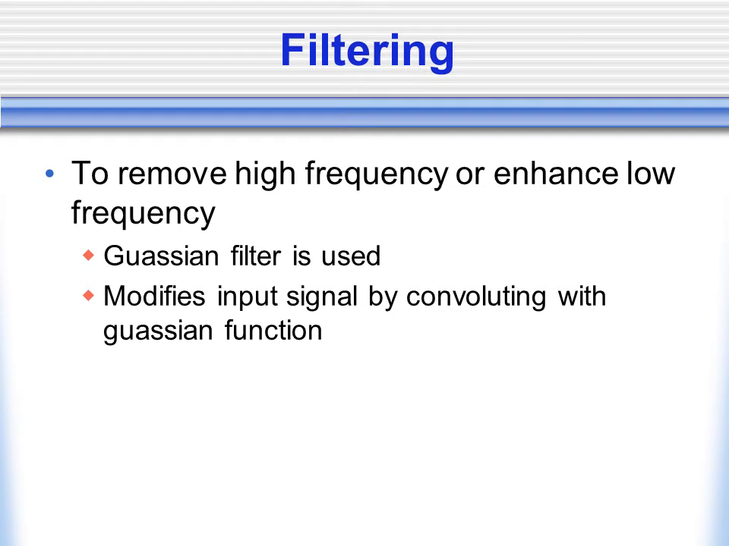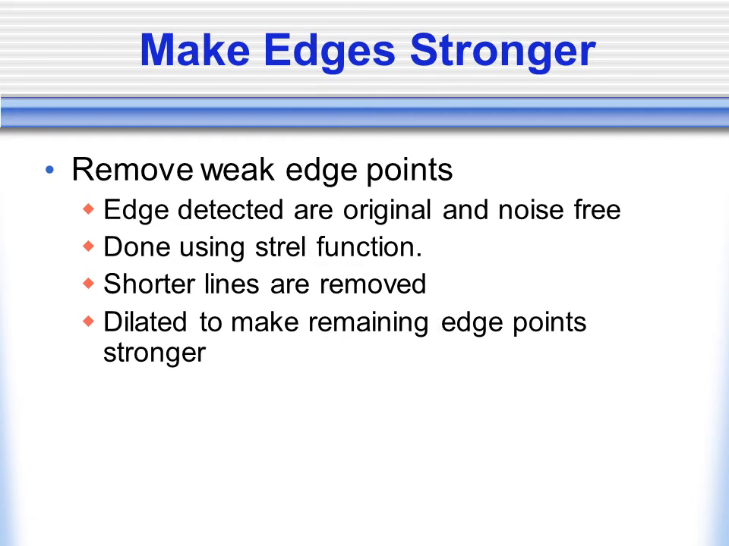I then filter the image in order to remove the high frequency and the low frequency components. The low frequency components are enhanced and the high frequency components are removed so that there is uniformity in the whole of the image. Gaussian filter is a filter that I use to remove these noises in the image. This Gaussian filter modifies the input signal by convolving with the Gaussian function, which is a bell curve function.